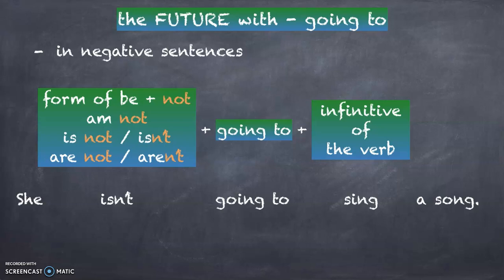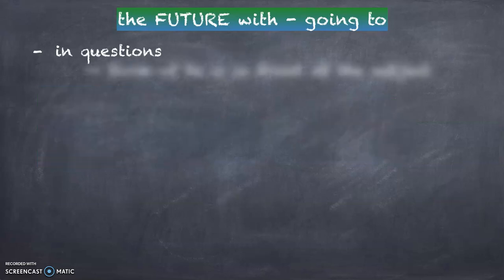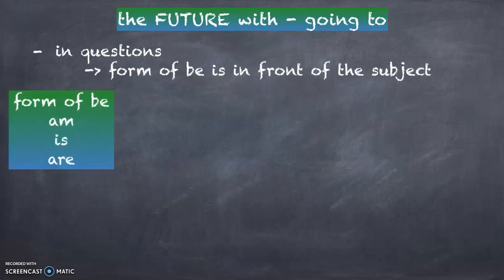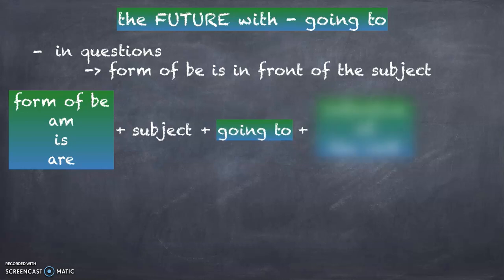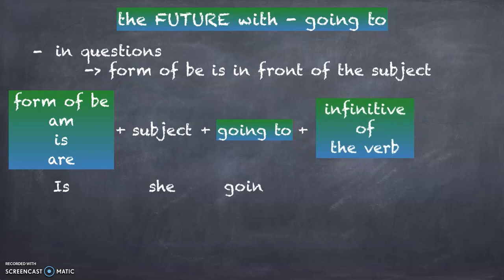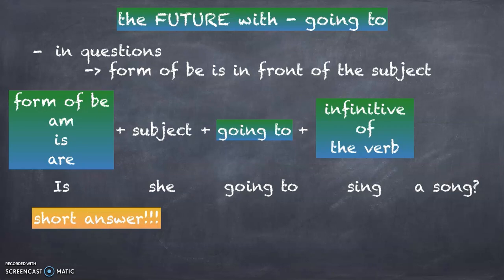And in the end, let's look at the questions. In a question, the form of be is in front of the subject. So you start with the form of be, and then you have the subject, then the going to, and then the verb in the infinitive form, and in the end maybe an object. So is she going to sing a song is the question here. And you know when you start with the form of be, you have to give short answers. The short answer could be yes, she is, or no, she isn't.